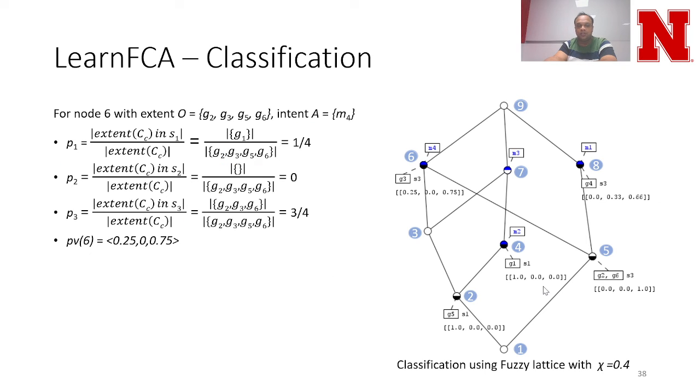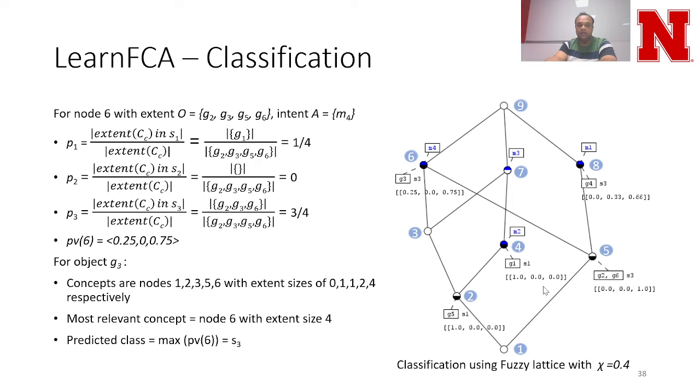So here are the detailed calculations. As we can see, one example is node 6. Let's say we have extent O is G2, G3, G4, G5, G6, and intent is M4. So for each class, we can compute P1, P2, P3. P1 is the extent of the concept in S1, which means what are the objects that belong to S1 from the extent of the concept, which is nothing but only G1, and total extent size is 4. So that's why we have 1 by 4. Similarly, P2 is 0, P3 is 3 by 4, and we get our probability vector as 0.25, 0, and 0.75 for node 6.